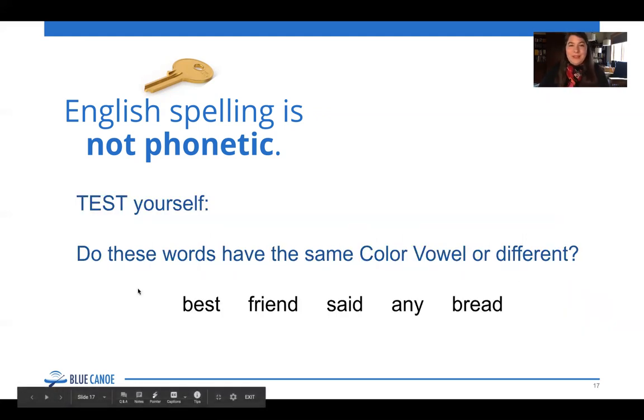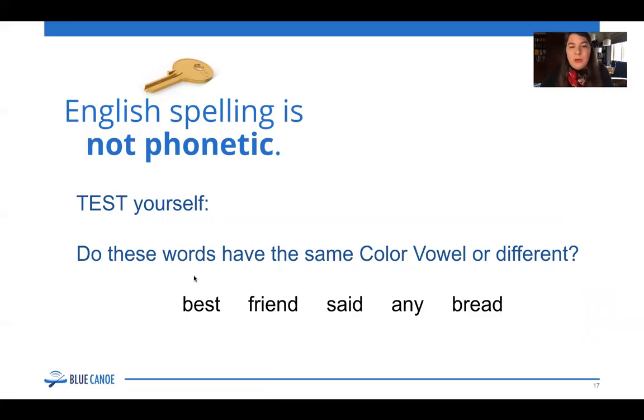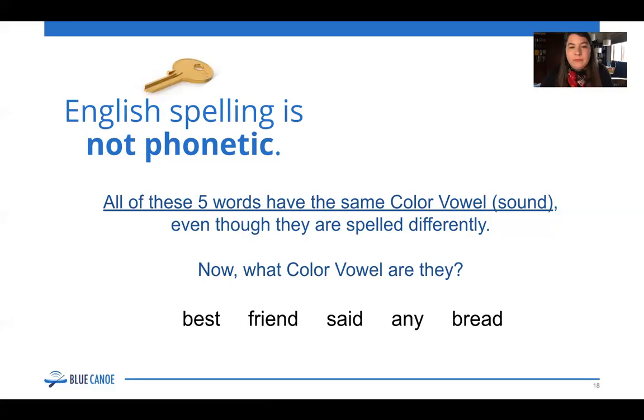So test yourself. See if you know these words. Do these words have the same color vowel, same sound, or are they different? Take a second and look. Or maybe two of them are the same, or maybe three. What do you think? Take a look at the chart. Whoops, I'll show you the chart in a second. All of these words have the same color vowel, the same sound, even though they are spelled differently. So what color vowel are they? These are all the same. What do you think?